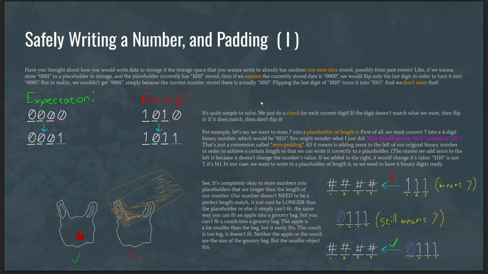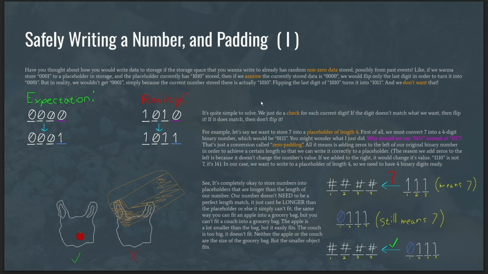You might wonder what I just did. Why should we use 0111 instead of 111? Because 111 is 7. That's just a conversion called zero padding. All it means is adding zeros to the left of our original binary number in order to achieve a certain length so that we can write it correctly to a placeholder.